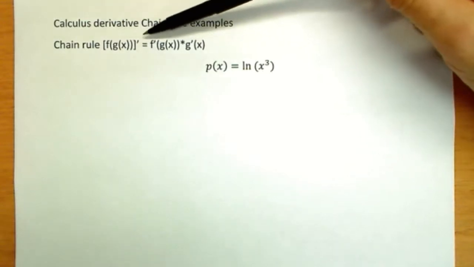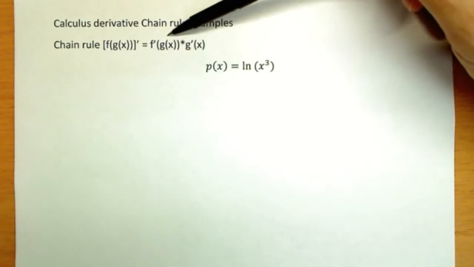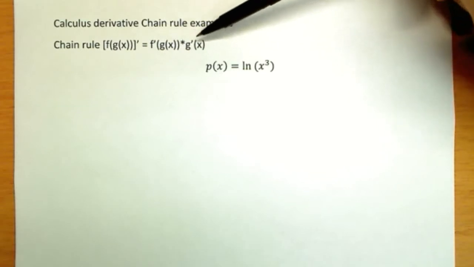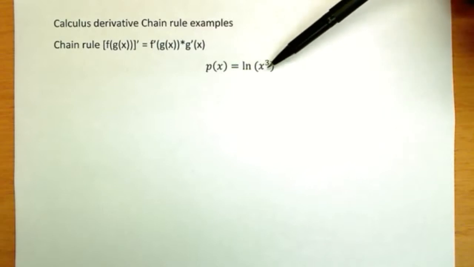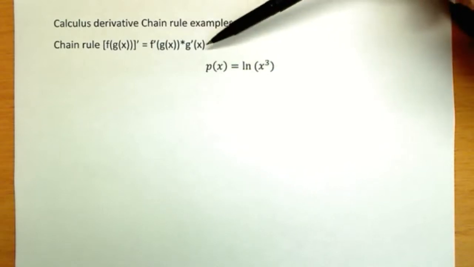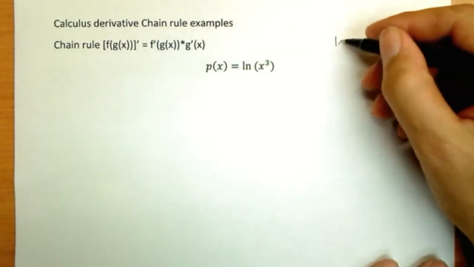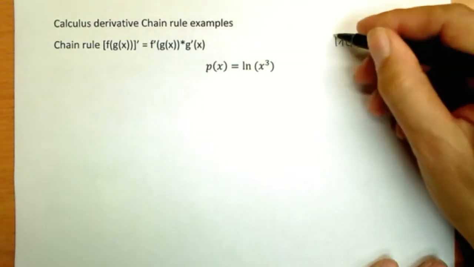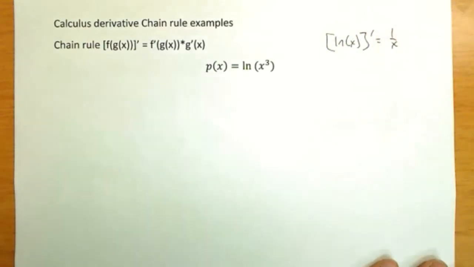f of g of x's derivative is the derivative of f, the outside function, with the inside function ignored, times g prime of x. So now we have p of x is the natural log of x cubed. So the inside function, g of x, is x cubed. The outside function is natural log. And as we quickly recall, the derivative of natural log of something, if we just had natural log of x, for example, is 1 over x.